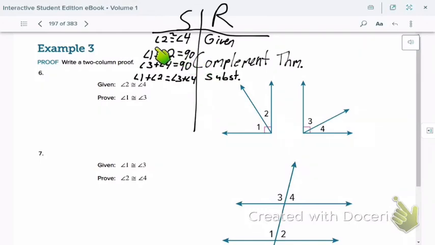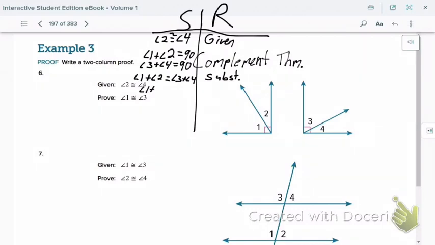Have we used the given yet? I mean, have we done anything substitution-wise with the given? That's usually the next step, if you've been focusing on what we've been doing in the last section. We get the equation on paper, we do a substitution, and then we do another one.